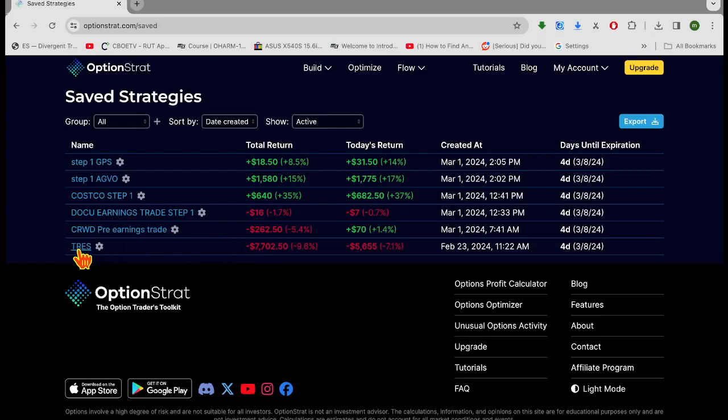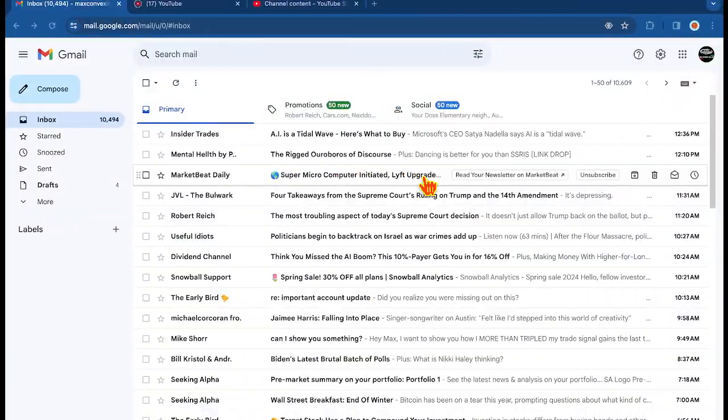I don't know what's going on with them. That's a different subject. That's also a straddle strangle swap, but they're doing something different. Anyway, I hope you guys like my idea.